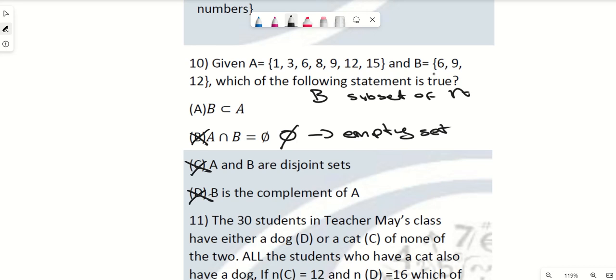Then we look at A. Well, the logical answer is A because we crossed out everything. But this sign here that looks like a little C, an elongated C, this sign means subset. So they're telling you B is a subset of A, meaning all the elements in B, 6, 9, and 12, are found in A, which is true. They both have 6, they both have 9, and they both have 12.